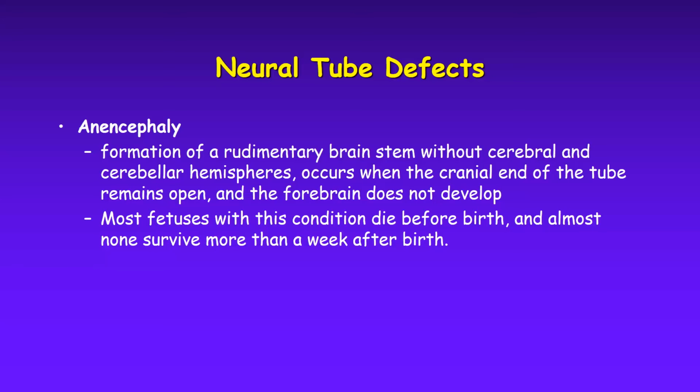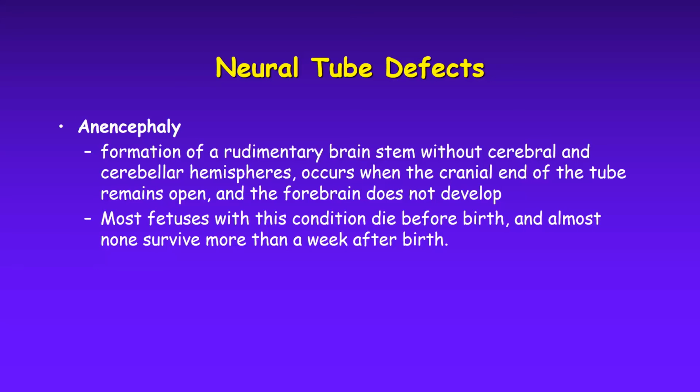So the first class of problems we're going to talk about is neural tube defects. Problems with the neural tube forming or closing. The first and most severe is called anencephaly. This is where you might have formation of a rudimentary brainstem, but without cerebral or cerebellar hemispheres. This is a failure of the rostral neural pore to close. So you don't get that closure. It occurs when the cranial end of the tube remains open.